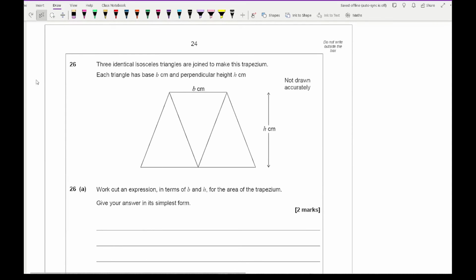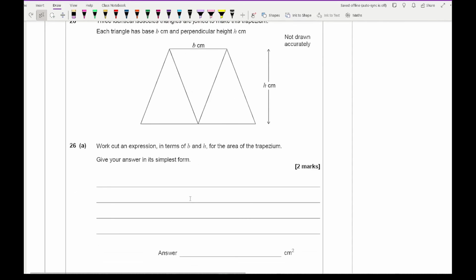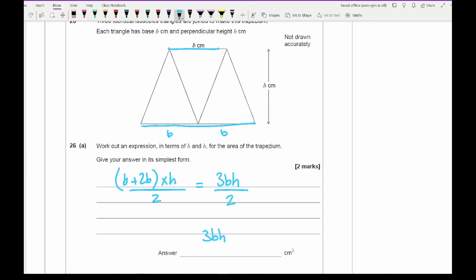Then with question 26, it says 3 identical isosceles triangles are joined to make a trapezium. Each triangle has a base of b and a perpendicular height of h. Work out the expression in terms of b and h for the area of the trapezium. Now the area of a trapezium is where I add these 2 lengths here together. So that's going to be b plus 2b. Multiply that by h and I divide it by 2. Now if I simplify that, b plus 2b is 3b. So it's going to be 3bh divided by 2. Now can I simplify that? No. So then that there is my final answer.